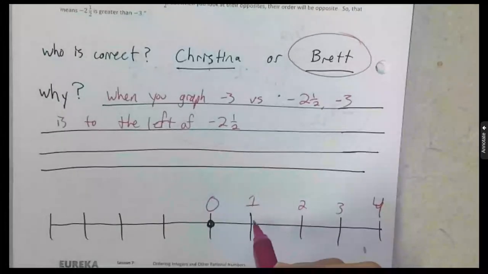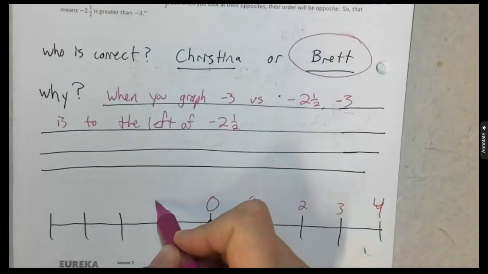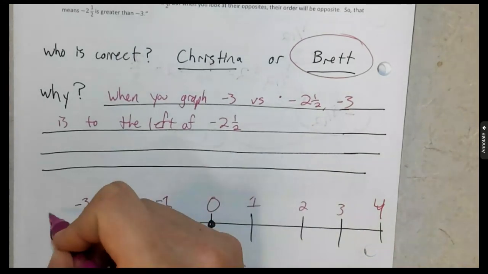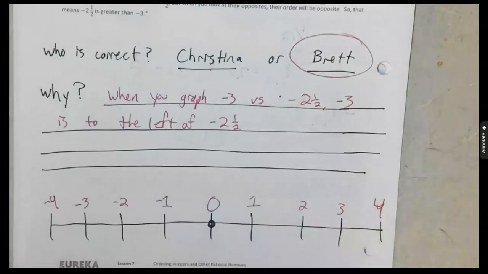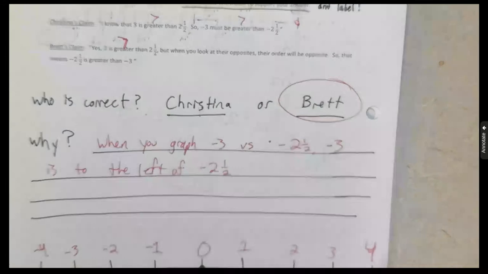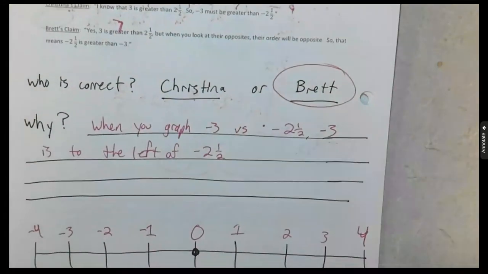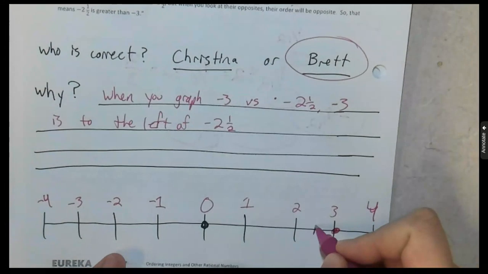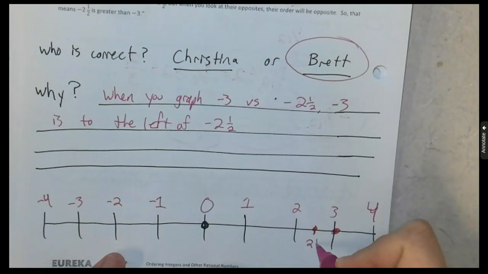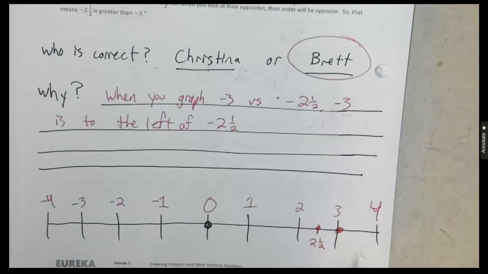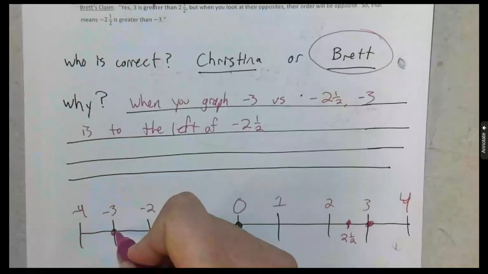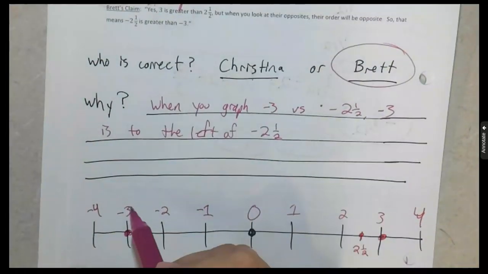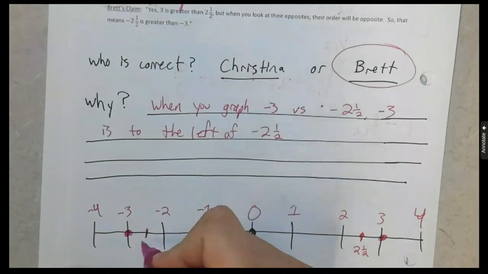So what's going to be over here? That's going to be -1, -2, -3, -4. So let's plot some points here. So we have 3 that we're plotting, and that's over here. We have 2.5. That's right here. And we have -3 and -2.5. Well, -2.5 is going to be in between -3 and -2.